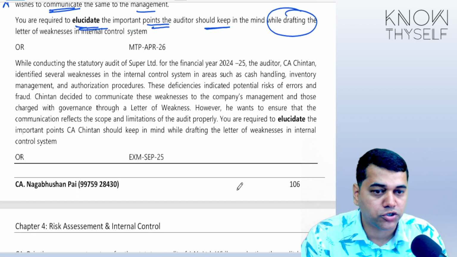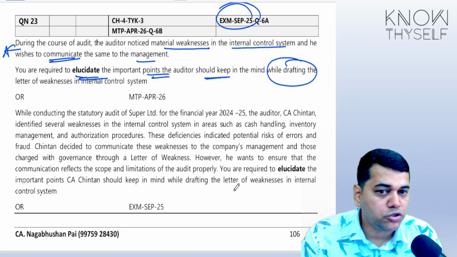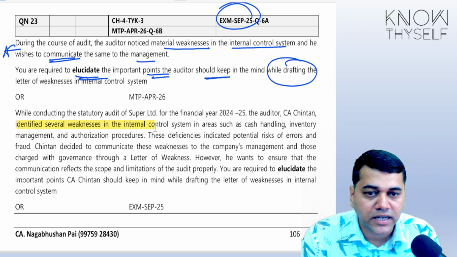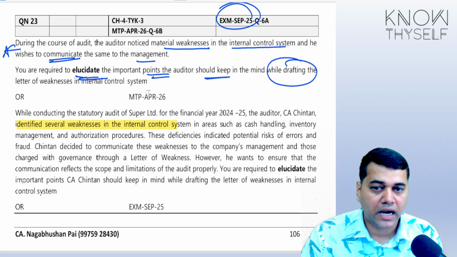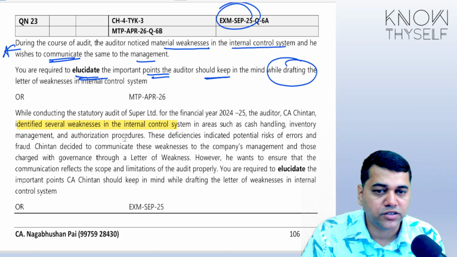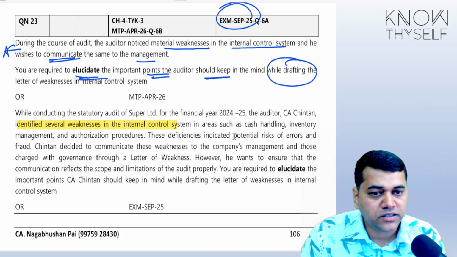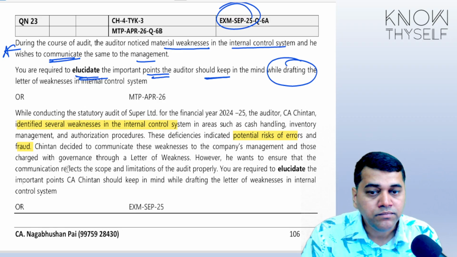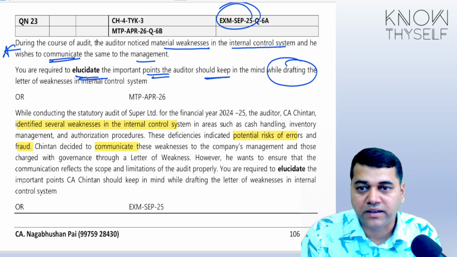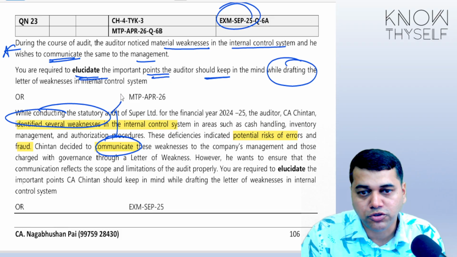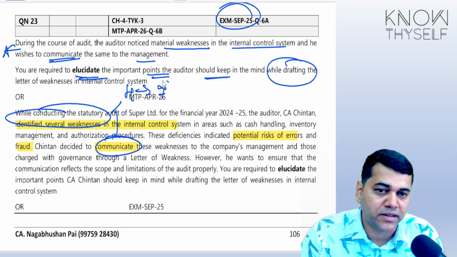Let us see the examination question also, how it has come in the exam. Then they asked you in MTP one question. While conducting the statutory audit, auditor identified several weaknesses in the internal control. Keyword, identifying, it is chapter number 4, such as cash handling, inventory management, authorization, etc. These deficiencies indicated potential risk of errors and frauds. Okay, significant. Now, fraud means error, significant. And decided to communicate. See, internal control weakness, communication. These 2 things should tell it is chapter number 4, concept number 7.